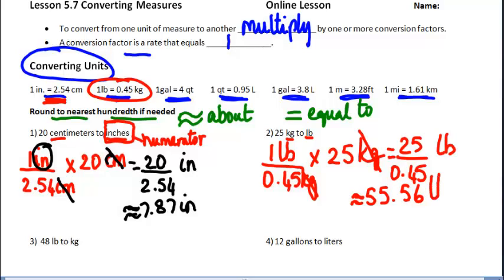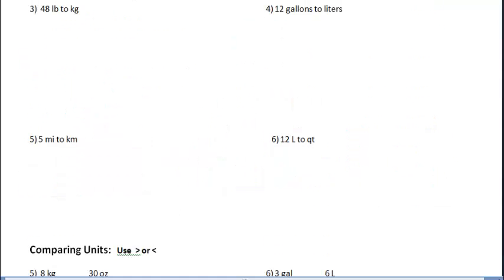55.56 pounds. The reason, again, that we cross out the units is, remember, if we had a 5 over 5, we would cross them out because they are equal. Similarly, if we have two units that are the same, we can cross them out just like that. Just like two quantities or two numbers, we can cross out these also. Okay. Let's go ahead and do a few more of these.